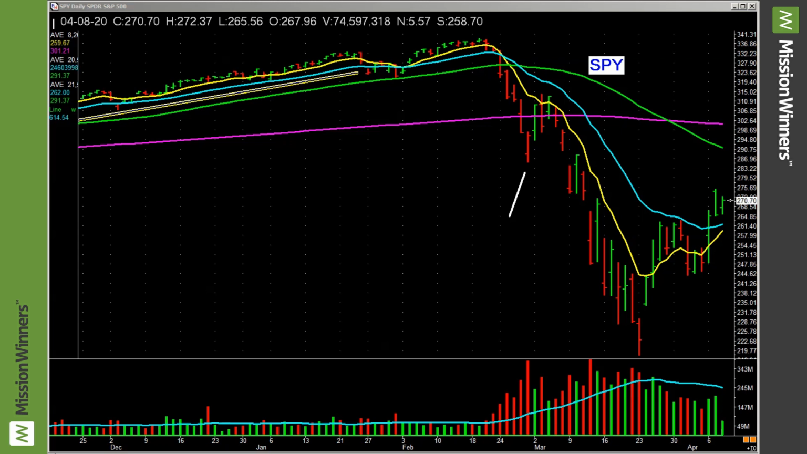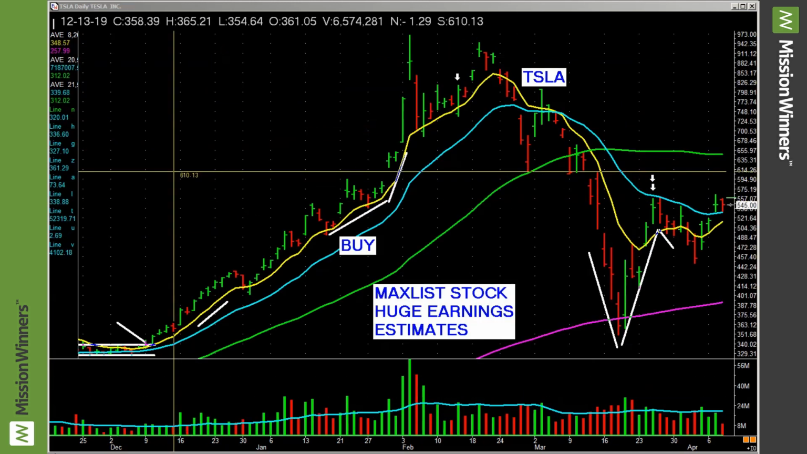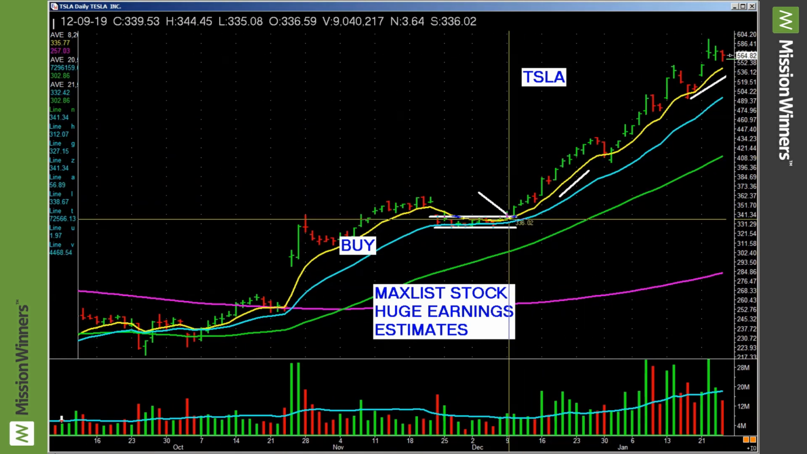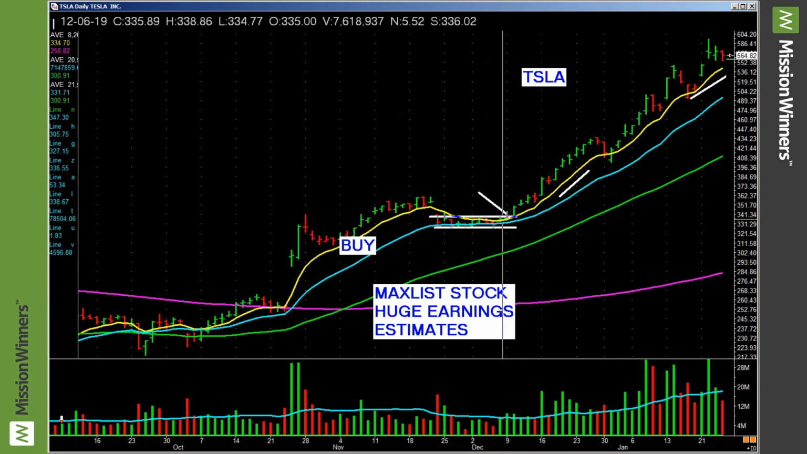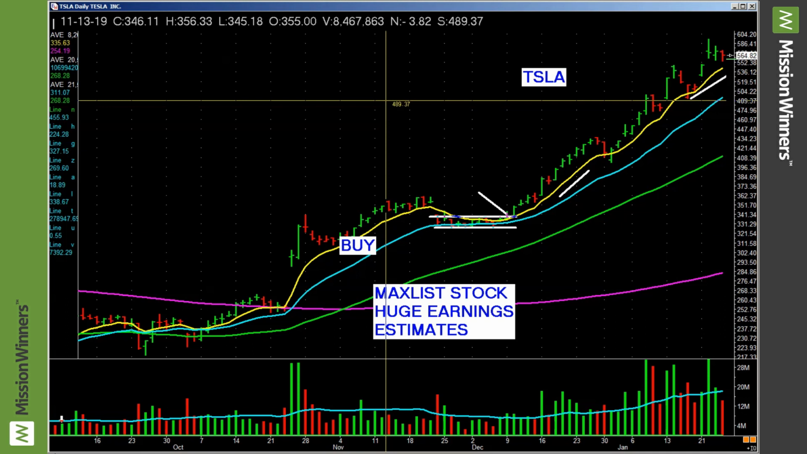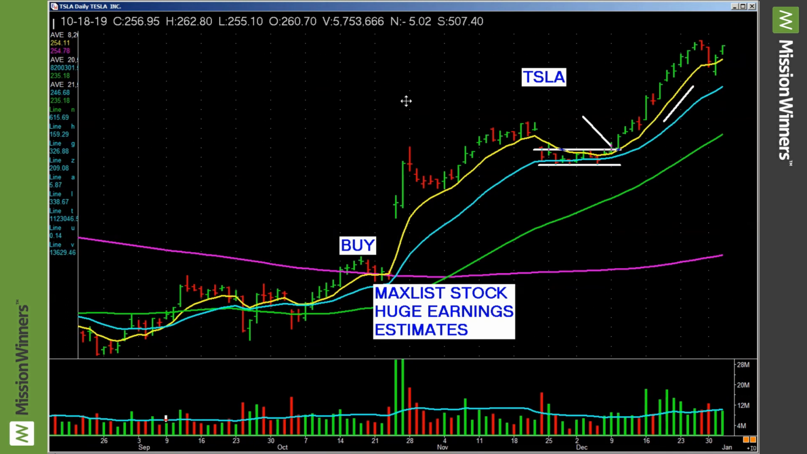Here's a case in point, a real case, not hypothetical, the real deal. Right here, Tesla lifted through a spot right here. Volume pickup, Max List stock. Mission Winners Max List stock. We bought it right here, and I can document it. Entry price, $338.30. And I want to show you something.